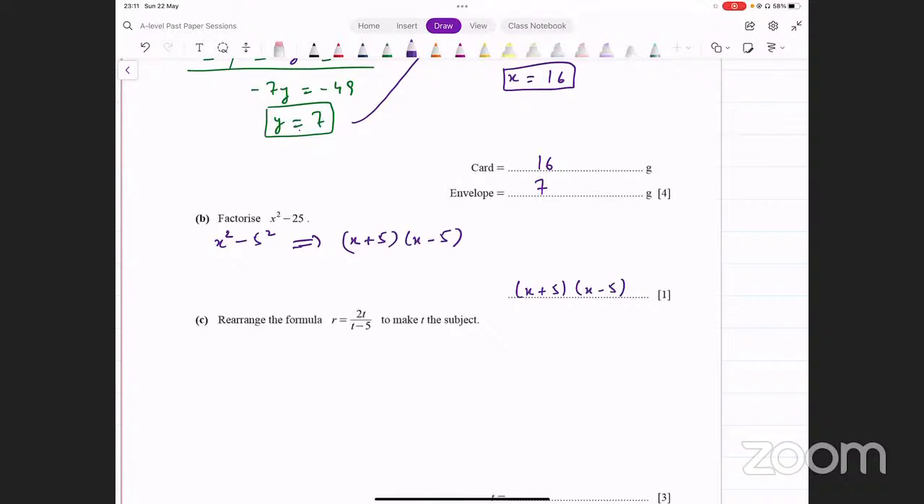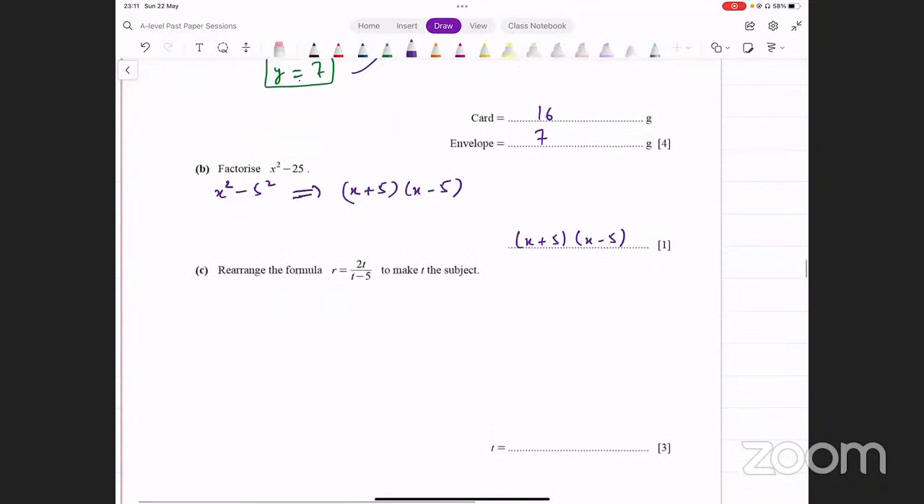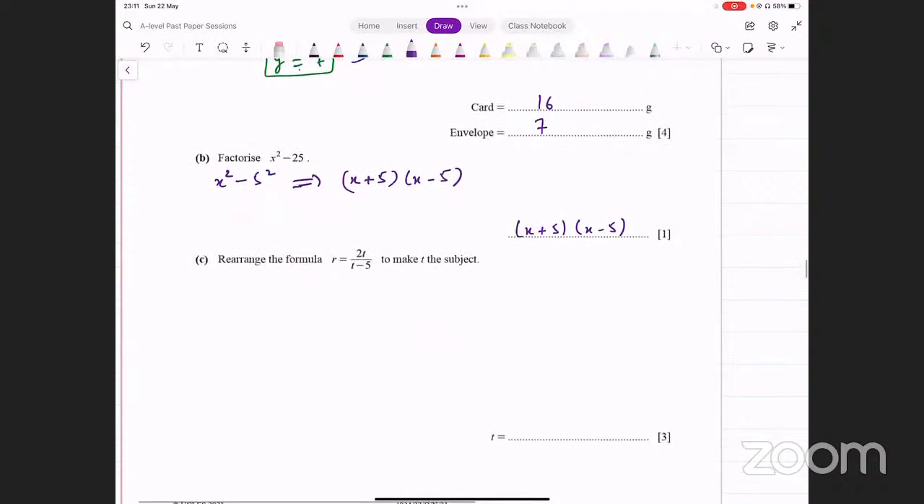ठीक है, rearrange the formula. R equals 2t over t minus 5 to make t the subject. T को subject बनाना है. So what we can do is we can just multiply this denominator on the other side. देखते हैं इससे क्या होता है. So we've got r into t minus 5, that equals 2 times t. That gives us rt minus 5r equals 2 times t.